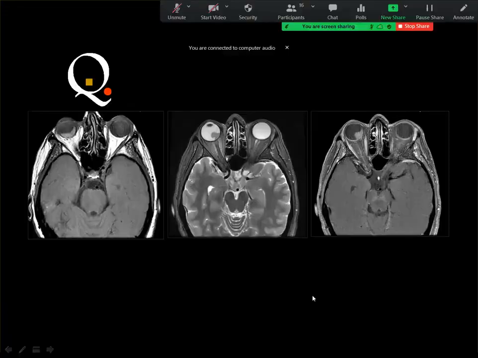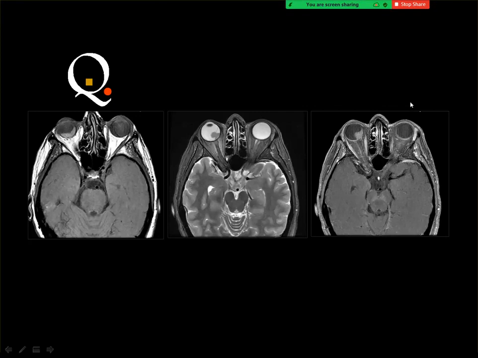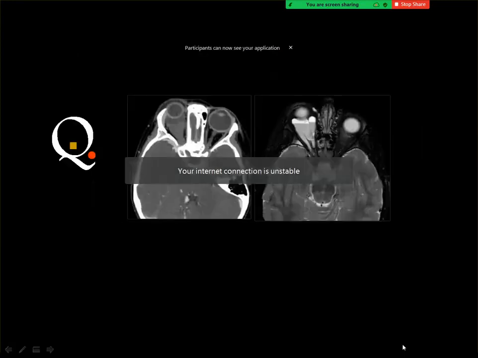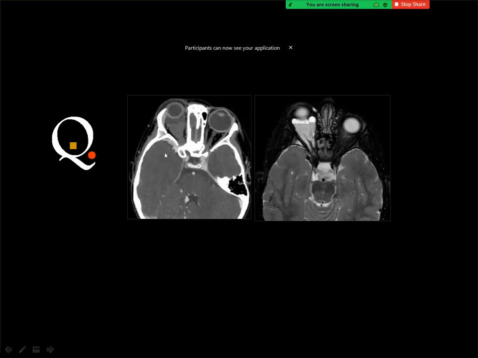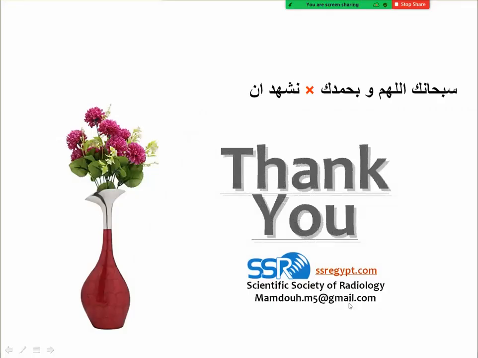There were also some internet interruptions, and this is an intraocular mass with enhancement denoting intraocular melanoma, and this is the final case of a lesion inside the orbit with multiple fluid levels, diagnostic of intraorbital lymphatic malformation.